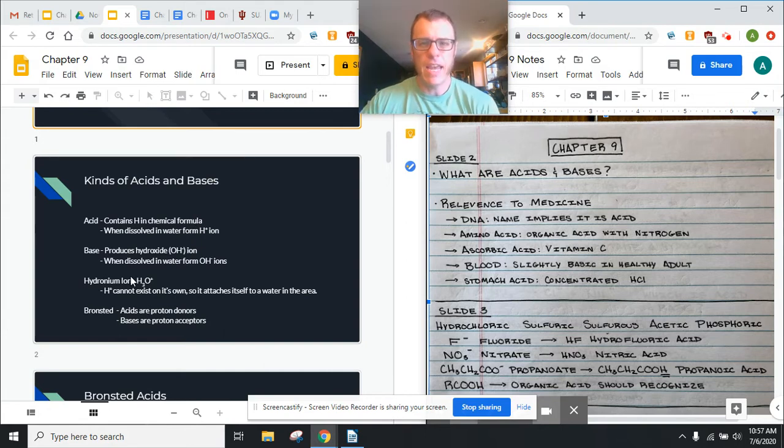H plus ions can't really exist by themselves because of how they react. So essentially, you're measuring H3O plus, which won't be a big deal if we refer to acids as H plus. There's three different ways of classifying acids and bases, but the one we're going to use is this Bronsted definition here. So acids are proton donors and bases are proton acceptors. So what you have here is an acid trying to give up an H and the base just taking it.